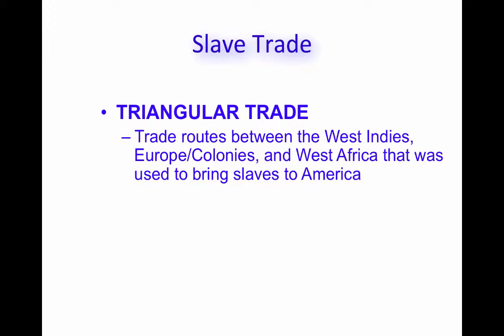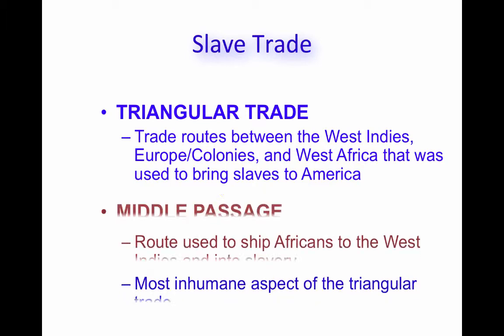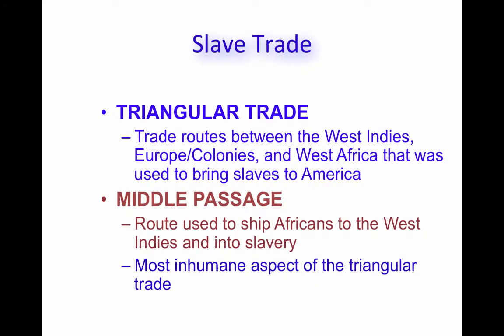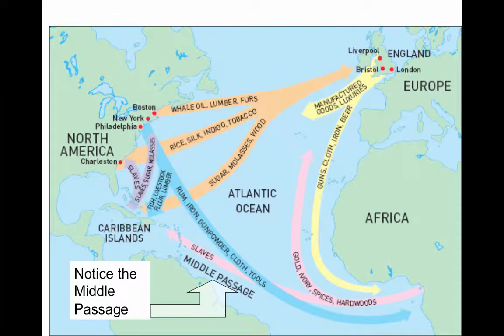But triangular trade is a group of trade routes between the West Indies, Europe and the colonies, and West Africa that transported not just slaves but other merchandise back and forth. Now the Middle Passage, key term, is a route that brought Africans to the West Indies and into the colonies for slavery. It was by far the most inhumane aspect of the triangular trade.